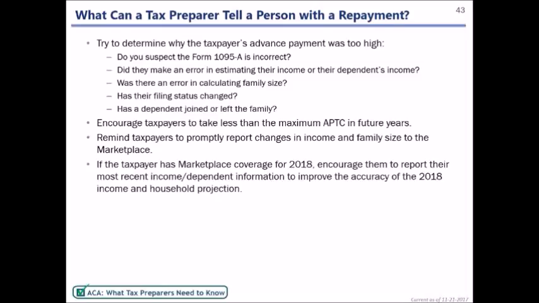And if you do have someone who has a large repayment, if they're still enrolled in marketplace coverage for 2018, encourage them to report their most recent income and dependent information, so they don't have the same problems in their 2018 reconciliation that they did in their 2017 reconciliation. So it does help to be a little proactive in encouraging people to use this information and what they've learned about household and family size and income to improve the accuracy of their 2018 marketplace projections.